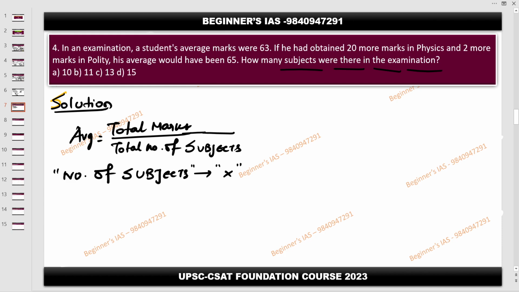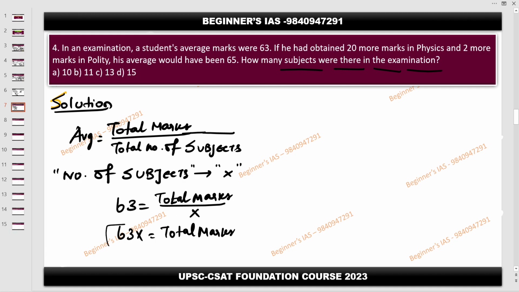After this previous concept, now listen carefully. In an examination, the student's average marks were 63. So the average is equal to 63. I don't know the total marks, so keep the total marks here. The total number of subjects is x. Then cross multiply: 63x is equal to the total marks here.